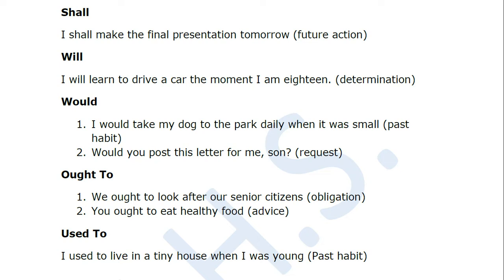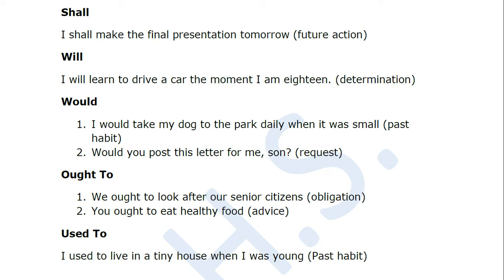Would. I would take my dog to the park daily when it was small. So this is your past habit. This is what you used to do. Would you post this letter for me, son? Here it is a request. You're requesting someone to do some work for you.